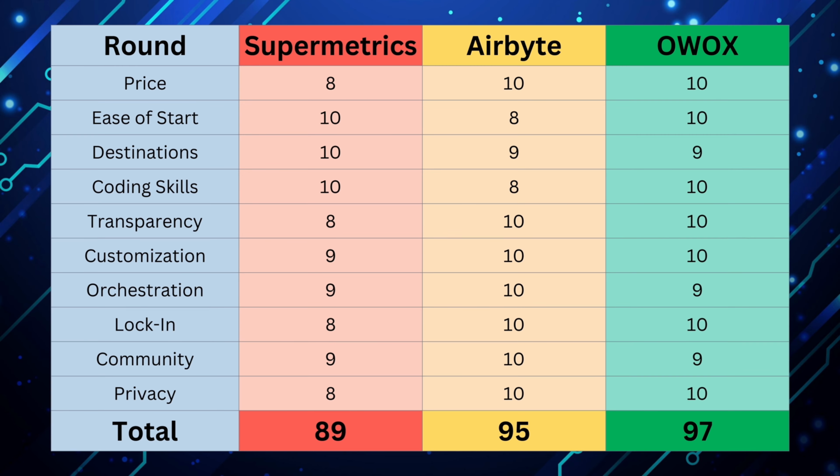So here is the bottom line. All three tools have their strengths. Supermetrics is easy and has plenty of connectors. Airbyte is the most powerful. But if you're a data analyst, someone stuck between business requests and technical constraints, OWOX was literally built for you. Yes, I work at OWOX, but the reason we are winning in this comparison isn't just because we say so. It's because we built this tool with you in mind.